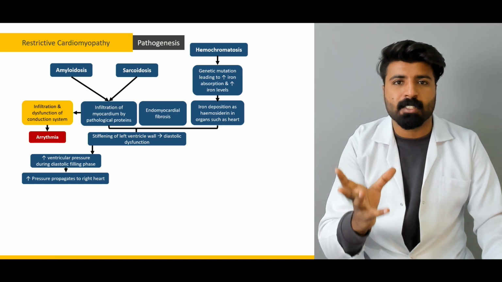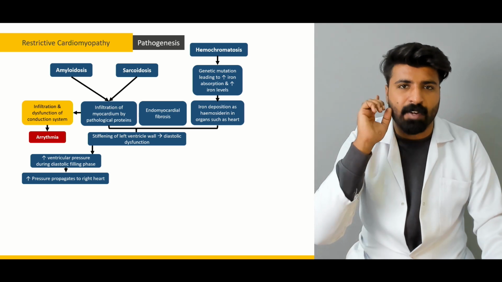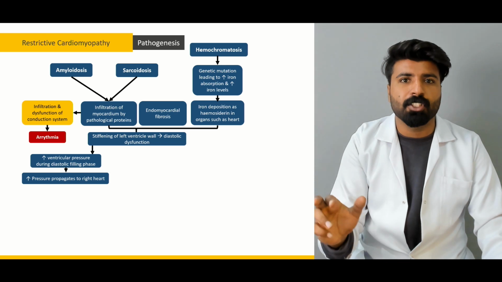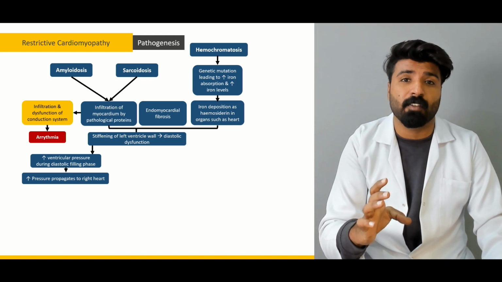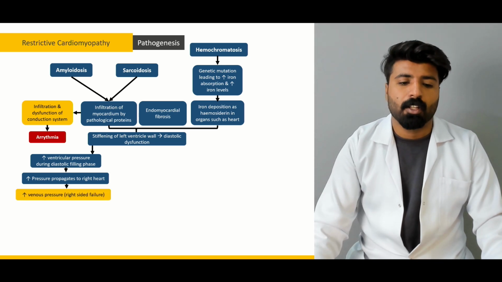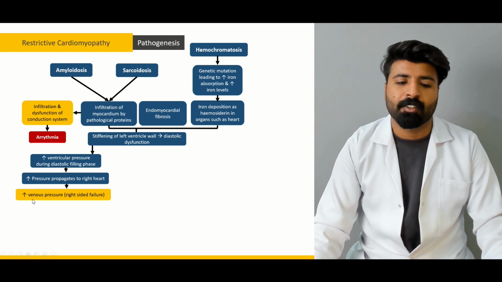When increased pressure of the left ventricle in the diastolic phase is happening, it's going to affect the left atrium, which in turn will lead to the pulmonary vasculature and then to the right side of the heart, and it affects that heart. So increased venous pressure will come in, and this will lead to right heart failure.